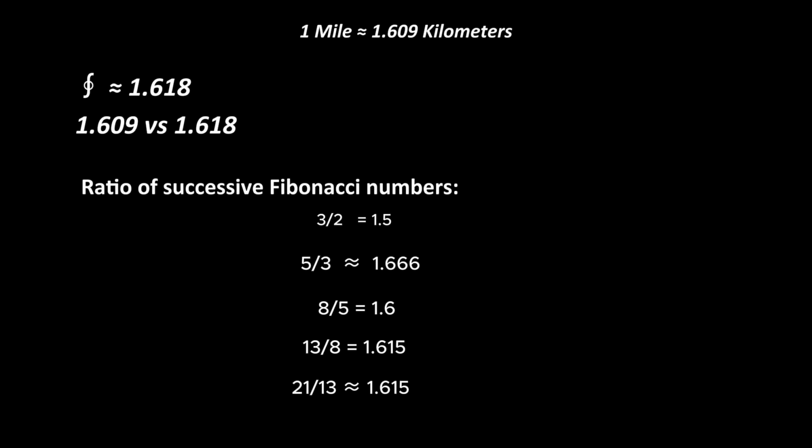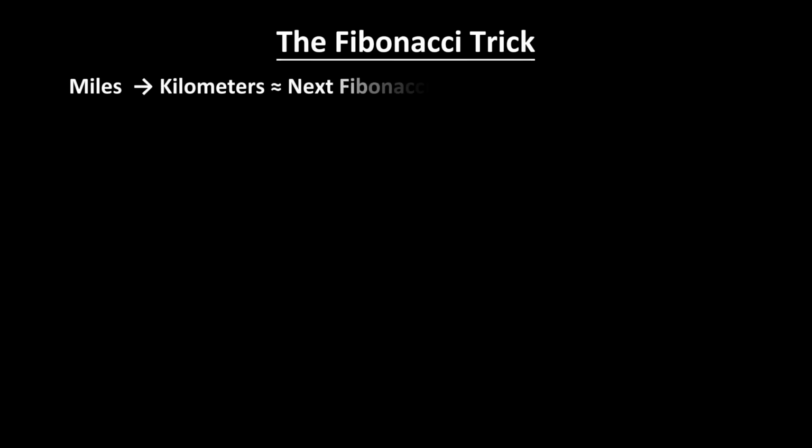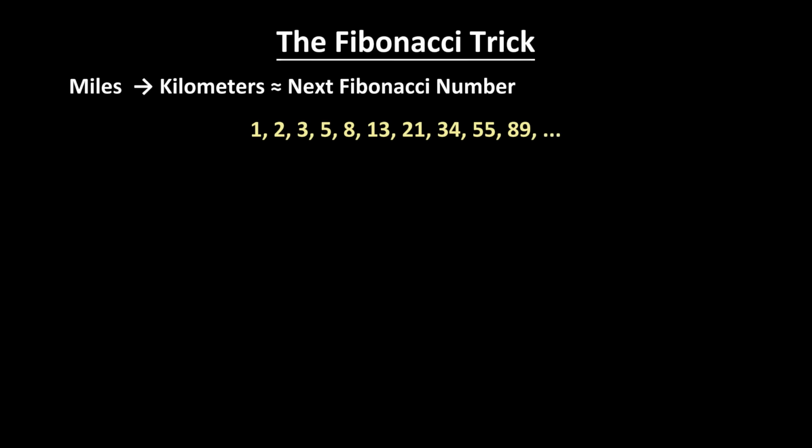Because the ratio of consecutive Fibonacci numbers is almost exactly the conversion factor from miles to kilometers, we can use the sequence to switch between the two units almost instantly. We have connected the conversion factor to the golden ratio and the Fibonacci sequence. Here is the core trick. To convert miles to kilometers, find the number of miles in the Fibonacci sequence, and the next number in the sequence is the approximate distance in kilometers. The Fibonacci sequence goes 1, 2, 3, 5, 8, 13, 21, 34, 55, 89, and so on.